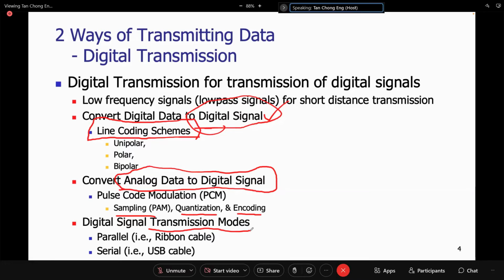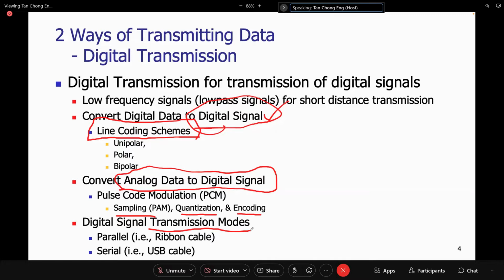This type of cable, we call a ribbon cable, or the parallel cable. It looks like a ribbon that has multiple cables running in parallel. But today, the serial transmission mode is more popular. Serial transmission mode is used, for example, in your USB cable. Your USB cable is actually very simple. It consists of 2 cables on the inside. Serial transmission usually involves only 2 cables: one is for signal, the other one is for grounding.